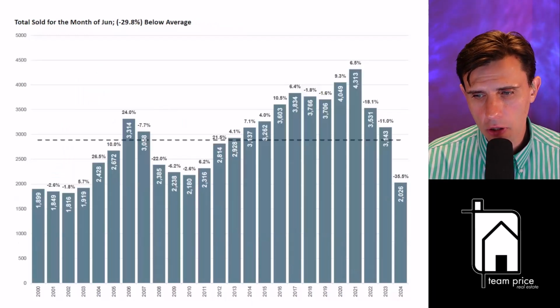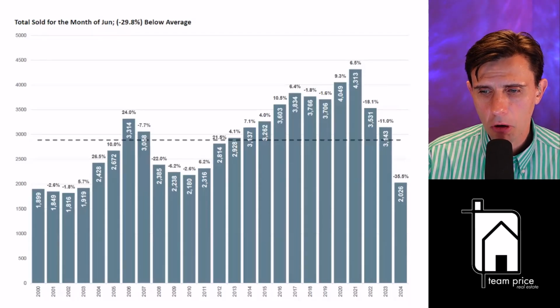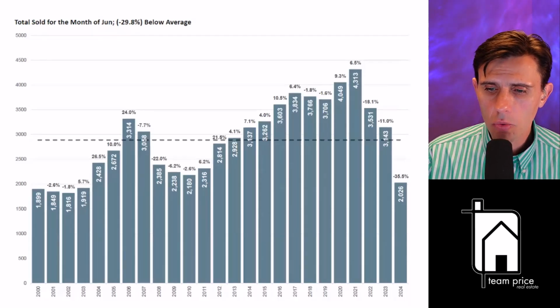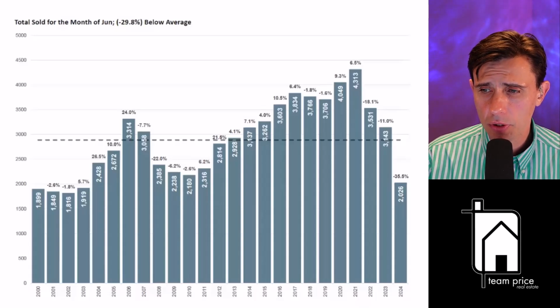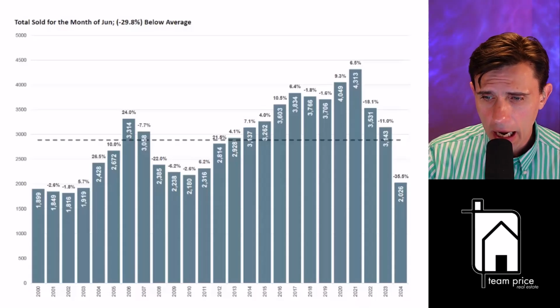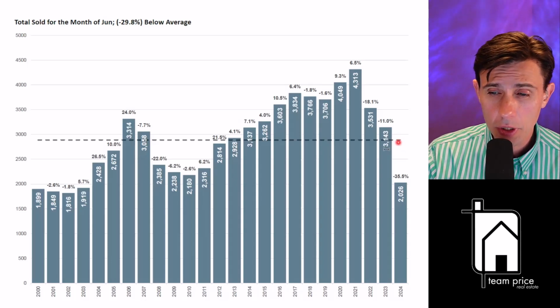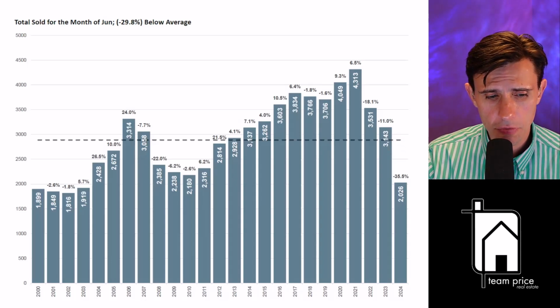Let's focus on closed right now. So far this month, 2026 properties have closed. Are we going to beat 2023? The answer is absolutely not. We are not. I don't even think we're going to reach 3,000. If we do, it's going to be really close, but we're going to be under 3,143.